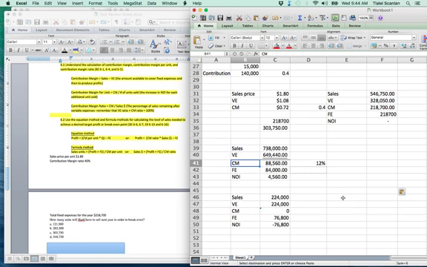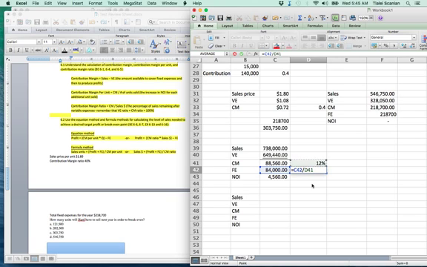So we can actually do this with the example that I had previously, this one right here. We would do our fixed expenses, the 84,000, divided by our contribution margin ratio. As you can see, we need 700,000 in sales in order to break even.